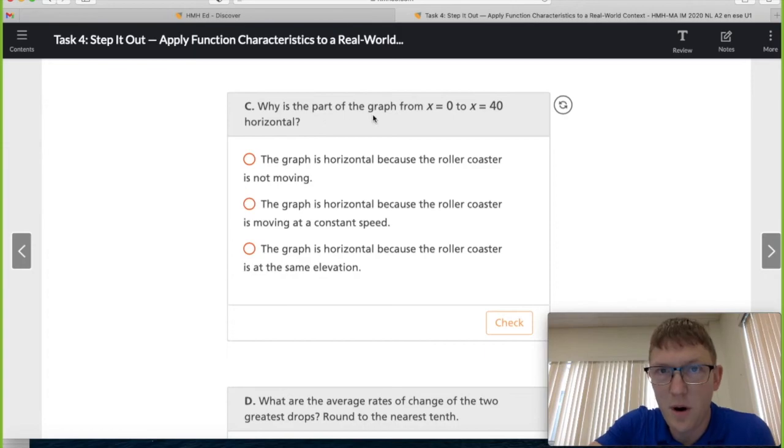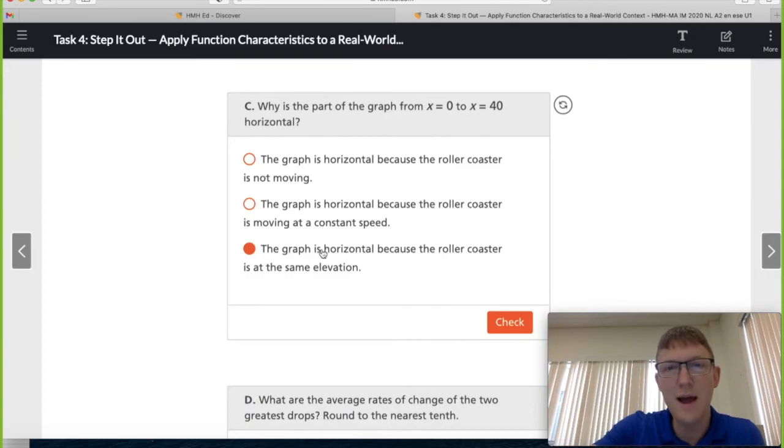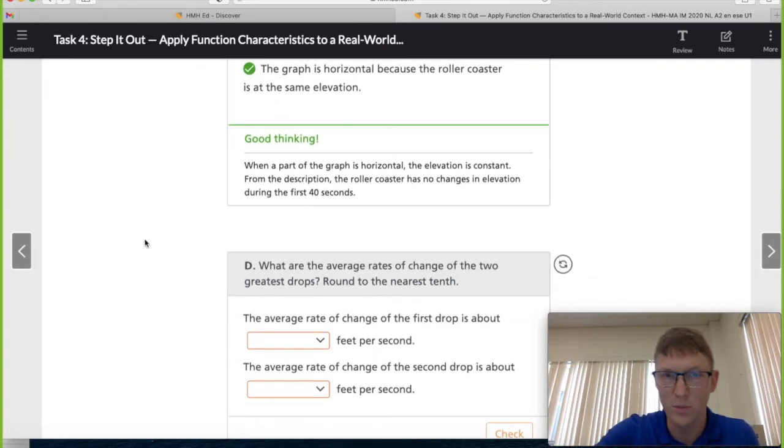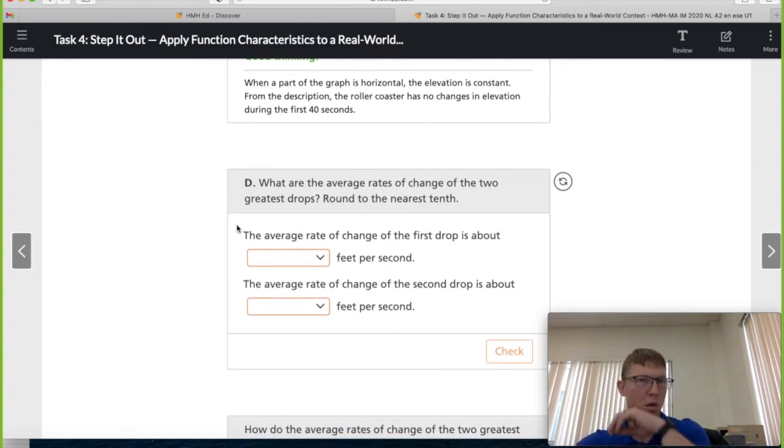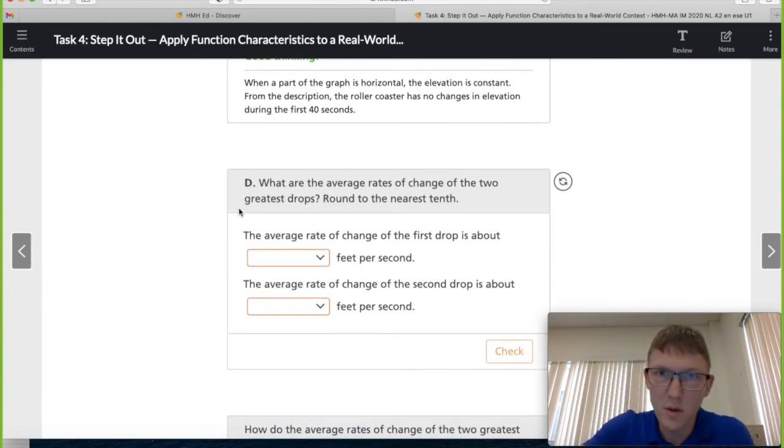Why is the part of the graph from x equals 0 to x equals 40 horizontal? Because the roller coaster was moving, but that didn't really tell us about the speed. The graph is horizontal because the roller coaster is at the same elevation. It's what we read in the description. What are the average rates of change of the two greatest drops? Round to the nearest tenth.